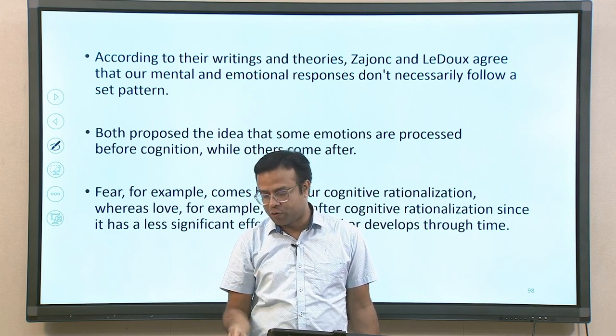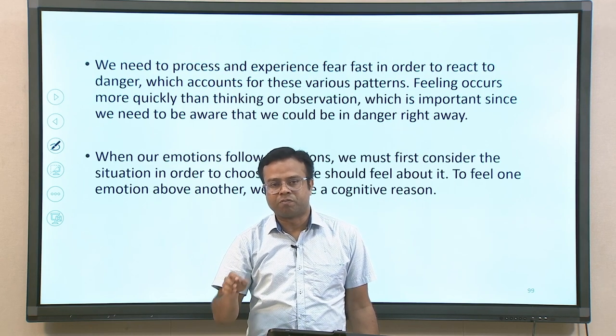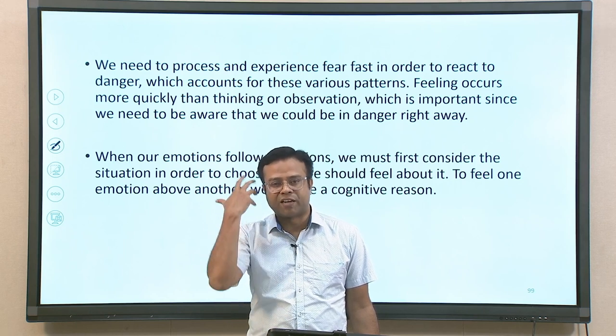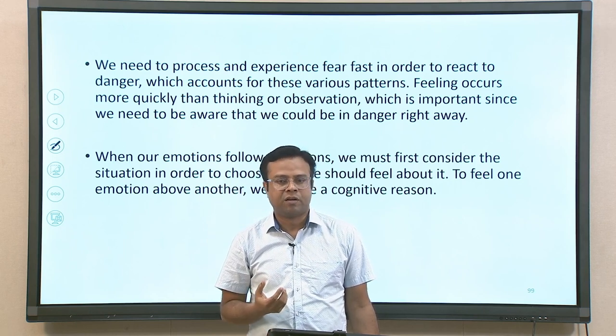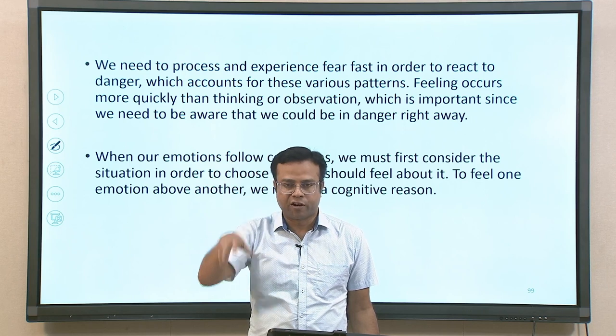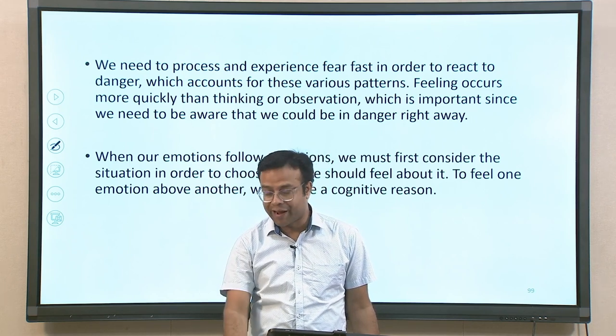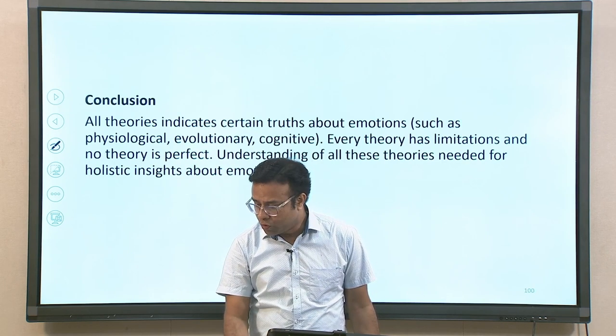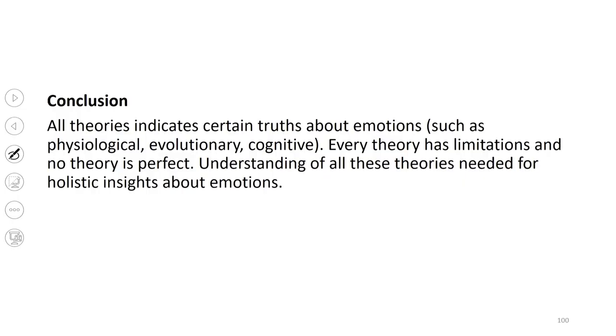In the case of other emotions such as love, where complex thinking may be involved, probably cognitive rationalization is involved. So, this is the idea of this theory. So, we have seen a lot of these theories and ideas. So, what is the conclusion?